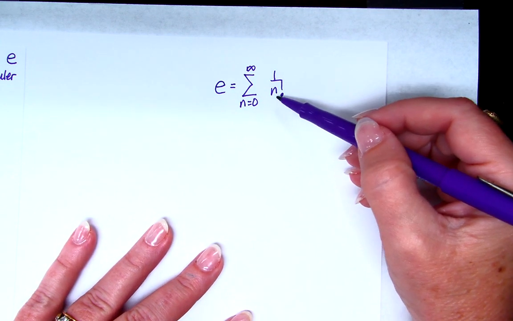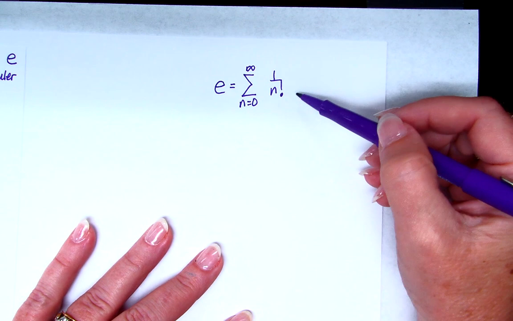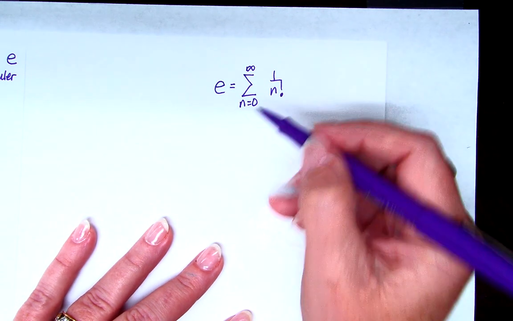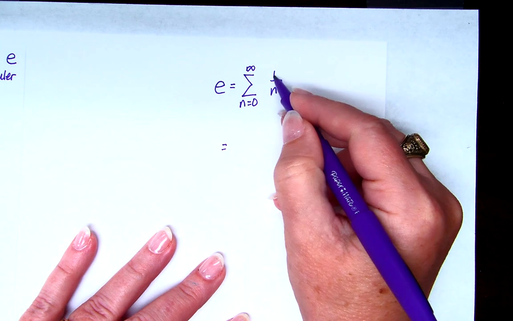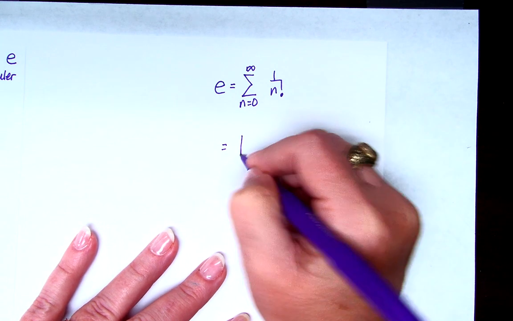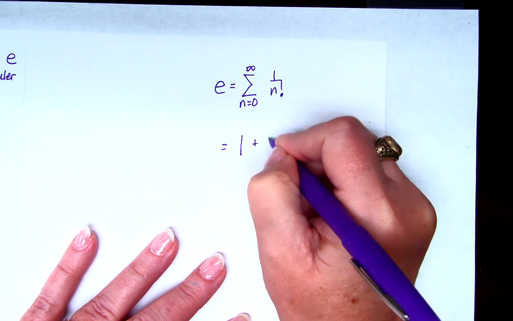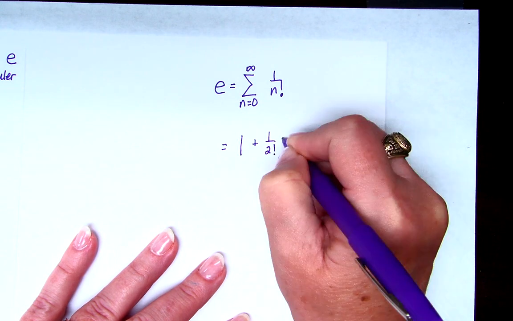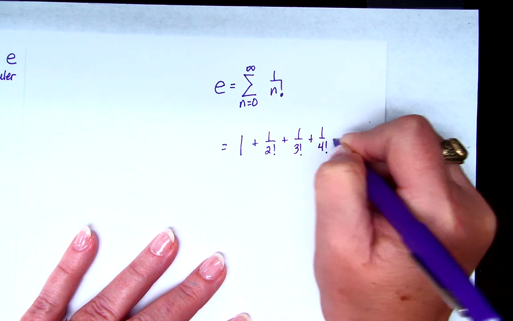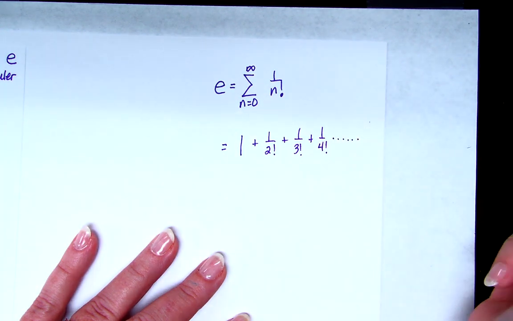Now, this doesn't mean n with an exclamation point. That's not what it means. In math, this is a factorial. That means 1 over 1 factorial, and I'll tell you 1 factorial is 1, plus 1 over 2 factorial, plus 1 over 3 factorial, all the way to infinity.